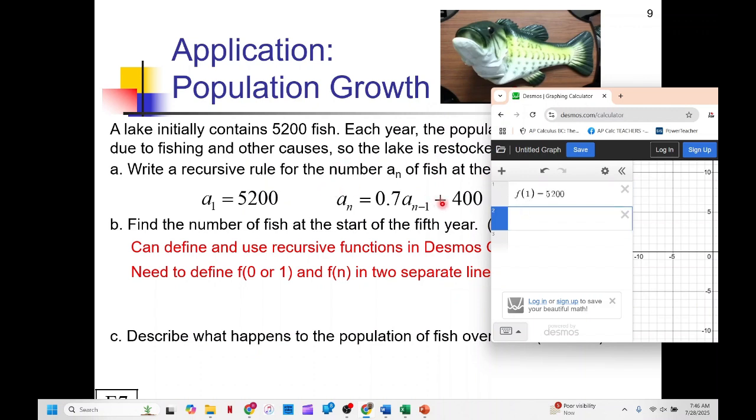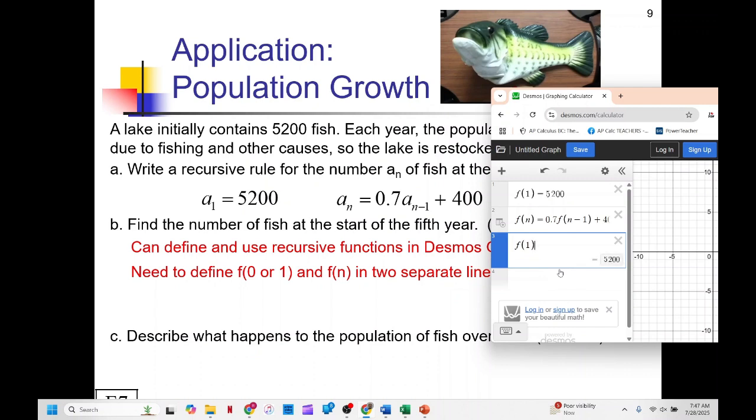And for this other one, we're going to write f of n equals 0.7 times, now a sub n minus 1, I have to write that as f of n minus 1, so function version of this. And then I need that plus 400 there, plus 400 as well. And that gives me a recursive function. Now if we would just want to test it out on the first couple here, f of 1 should give us 5,200. Let's make sure that at least works.